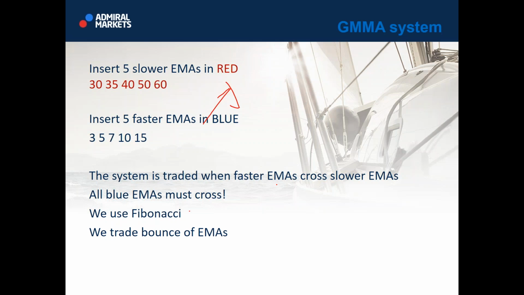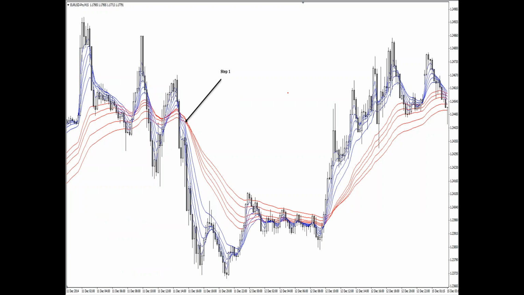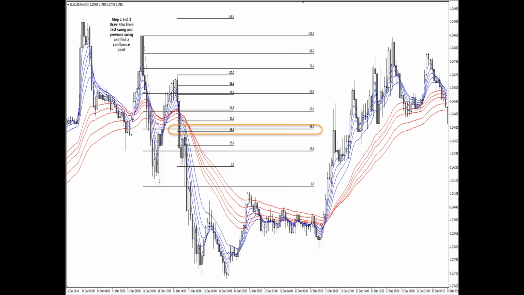We use Fibonacci. This was actually a kind of system, but it's actually a trick where you can see how Fibonacci goes with the trend. So the first rule is wait for fast moving average to cross slow moving average. Wait for a pullback to EMAs. Wait for the price to retrace and hit multiple Fibonacci levels and enter a bounce trade. This is step 1. So this is a crossover. Step 2 is drawing 2 Fibonacci's.